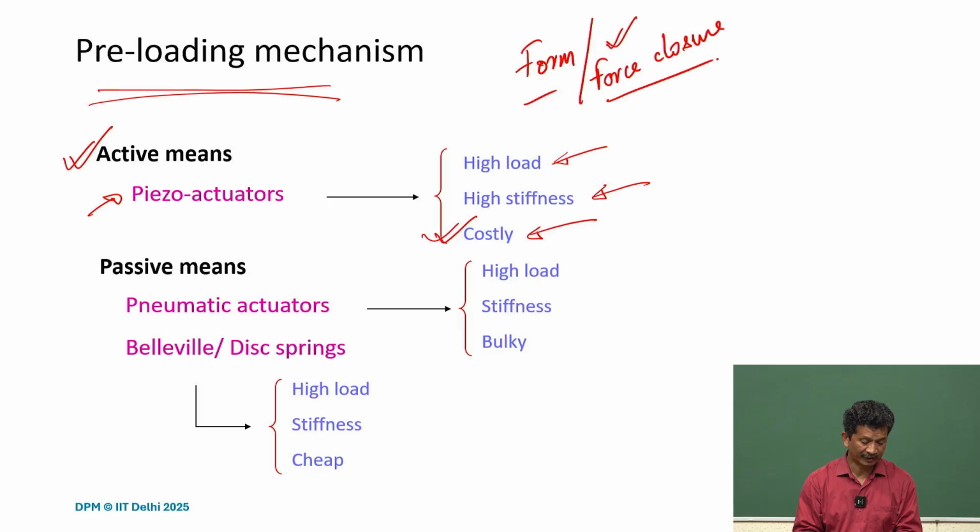So definitely, if we want to achieve very high precision, and cost is not the criterion, we can always go for high end and look for these kinds of actuators and use them. What if we can use passive means?